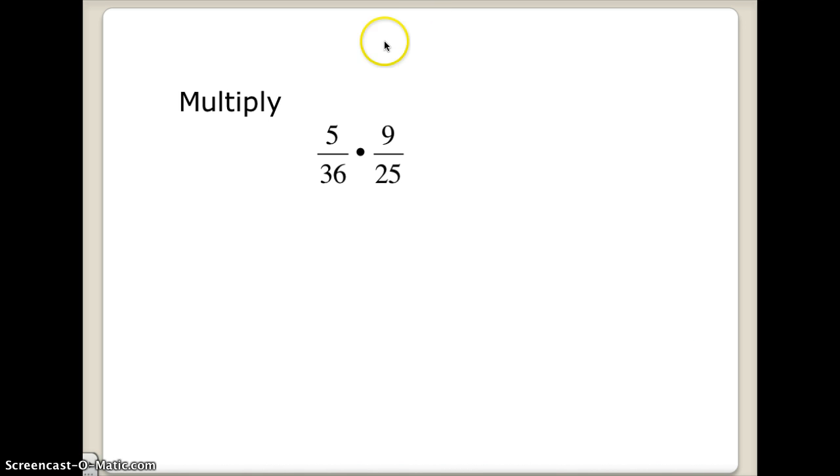Let's try the example in your notes. We have 5/36 times 9/25. So I know that 5 can be divided by 5 to give me 1, and 25 can be divided by 5 to give me 5.